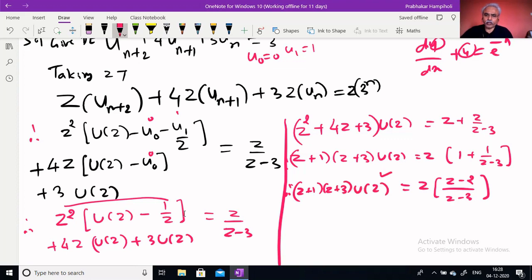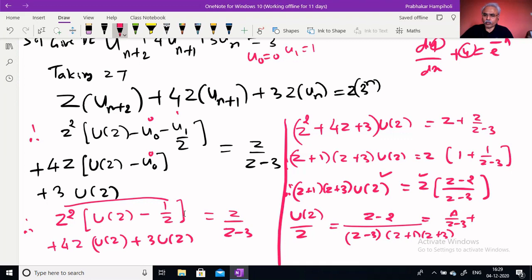Now it is very clear that you should find u of z by z equal to what? Equal to, naturally, z minus 2 divided by the 3 factors, which I can write, z minus 3, z plus 1, z plus 3, which are linear factors, which can be written as a by z minus 3 plus b by z plus 1 plus c by z plus 3. With the usual fashion, if you find a, b, c, I would like to give the values: a you will get 1 by 24, b you will get 3 by 8, and c you will get minus 5 by 2.